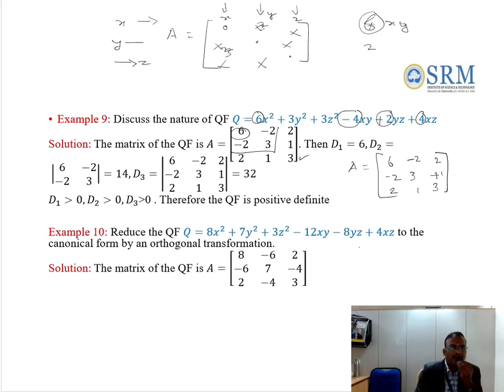Reduce the quadratic form into the canonical form by using the orthogonal transformation. That means the given quadratic form has the variables x, y, z, but we also have the combinations xy, yz and xz. Therefore this is not a canonical form. If these were not there, then the given quadratic form itself would be a canonical form. But we have the combinations, therefore we have to reduce this quadratic form into the canonical form by using the orthogonal transformation. That means we have to calculate the matrix A and then the eigenvalues, eigenvectors, normalized eigenvectors, modal matrix N, then N transpose A N gives the diagonal matrix, then we define the canonical form. These are the things involved in this problem.